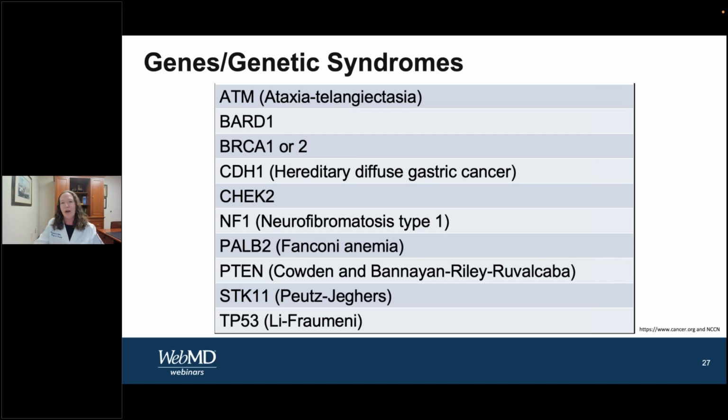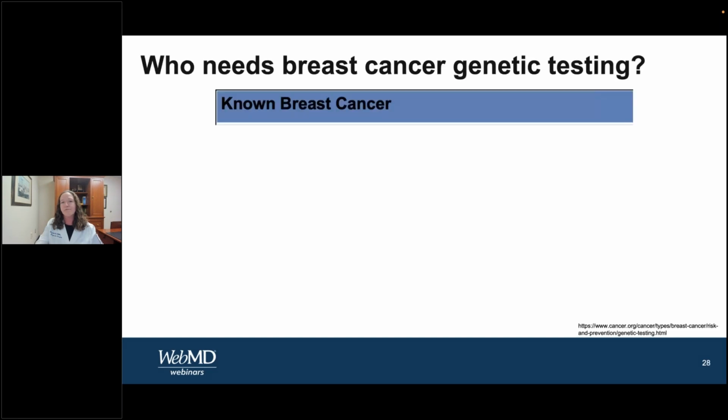And some of these genes, just so you have heard of them, include the gene ATM, which is associated with a syndrome called ataxia telangiectasia, the BARD1 gene, BRCA genes, as I mentioned, the CDH1 gene associated with a syndrome called hereditary diffuse gastric cancer, the CHEK2 gene, NF1 gene associated with neurofibromatosis type 1, PALB2 associated with Fanconi anemia, PTEN associated with Cowden syndrome and Bannayan-Riley-Ruvalcaba syndrome, STK11 associated with Peutz-Jeghers syndrome, and TP53 associated with Li-Fraumeni syndrome. So a lot of genes now that are known to increase an individual's risk of developing breast cancer.